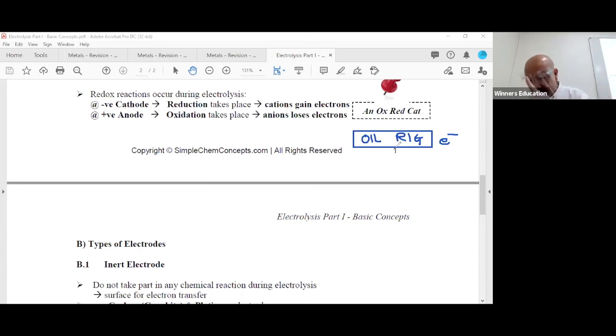Oxidation is the loss of electron. Reduction is the gain of electron. All schools should teach them this. This is a strategy. Oxidation is loss of electron. Reduction is a gain of electron. All right? So let's speed up.